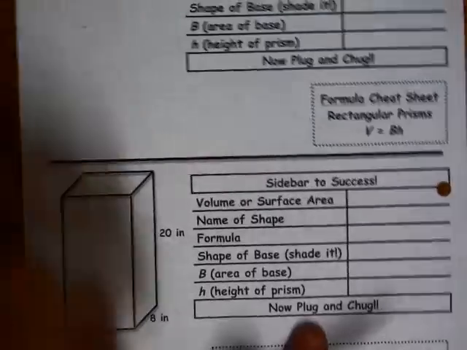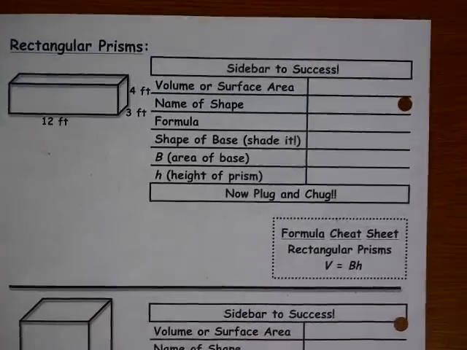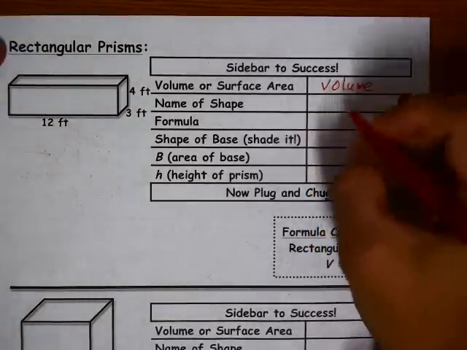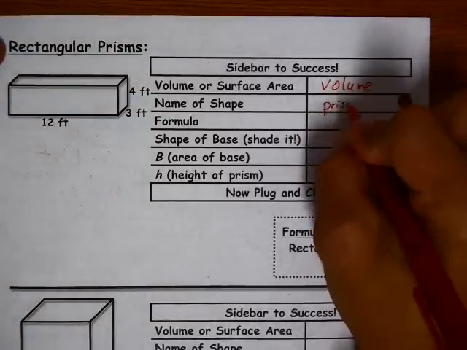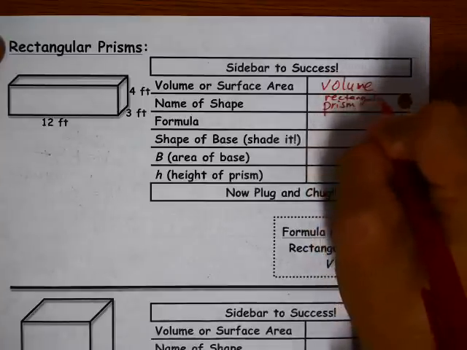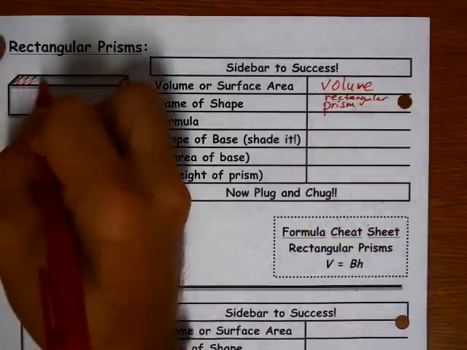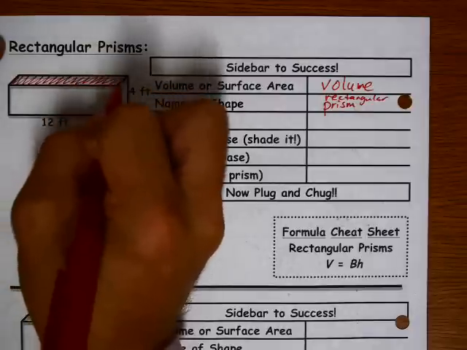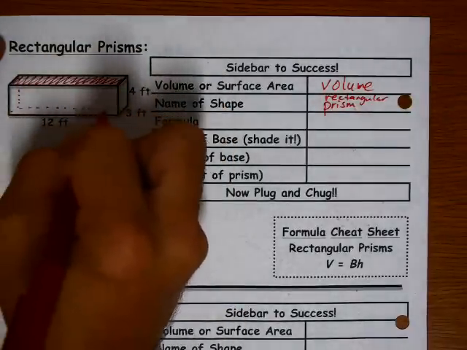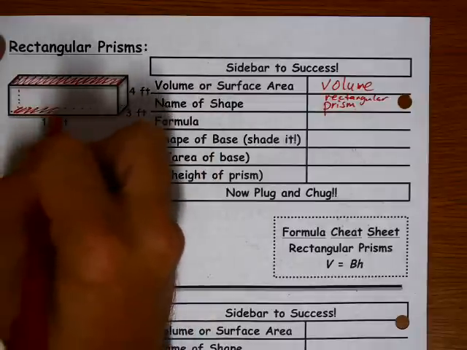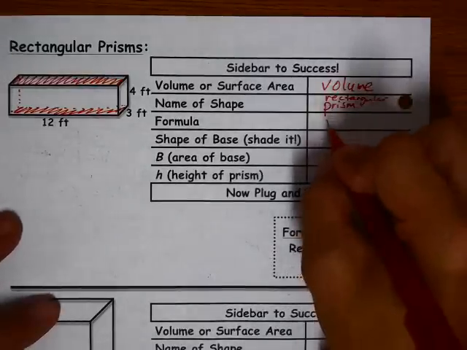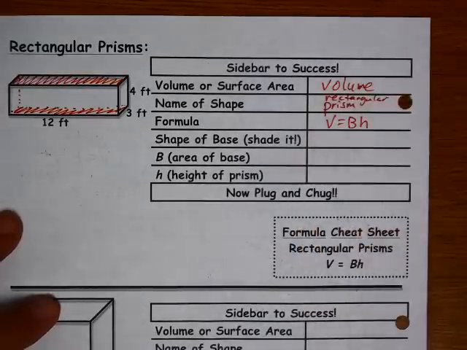Okay, on the back, we've got two prisms to do. So again, up here we're doing volume, the name of the shape. This is a prism, and you could call it a rectangular prism because the base is a rectangle. Again, there's one there, and it just matches this one that it's sitting on that you can't quite see, but it's down here. Kind of looks like a stick of butter. The formula is the same exact formula: area of the base times the height.